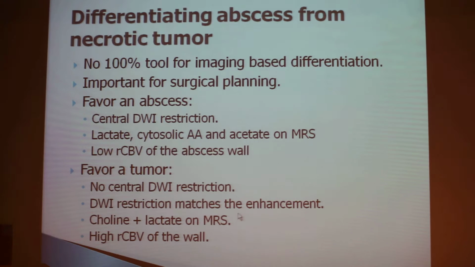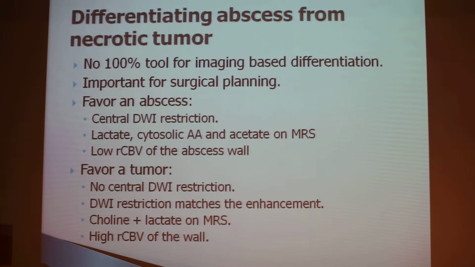So sometimes we have the problem of differentiating an abscess from a necrotic tumor, and as I show you, you might have a patient with metastatic disease and you see a new ring-enhancing lesion, but you're not always sure that this is a metastasis and not an abscess. So if you try to differentiate between the two, there is no 100% tool for imaging-based differentiation. And why is it important to differentiate? Because the surgical plan is completely different.